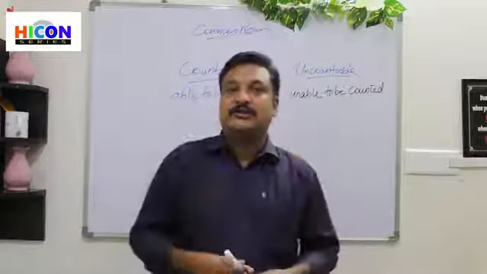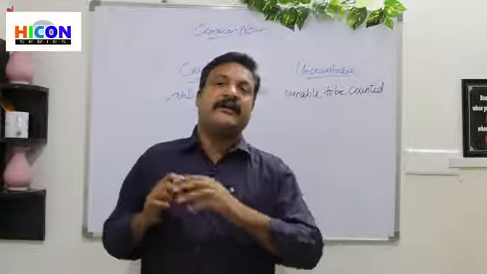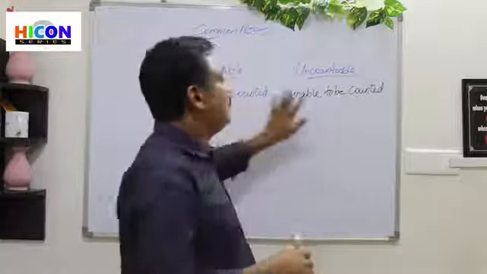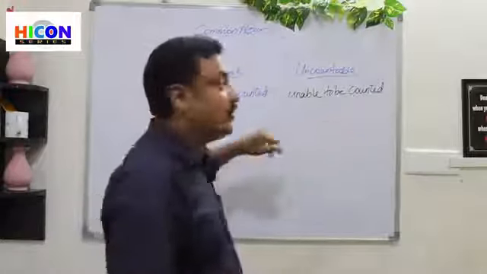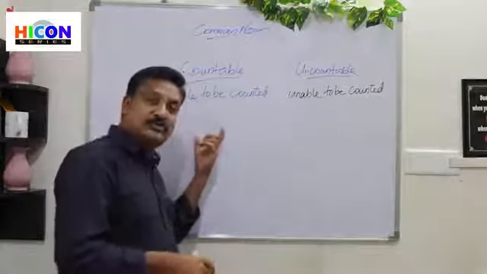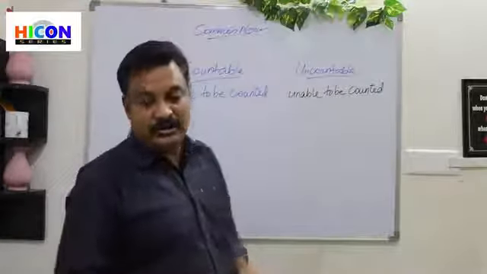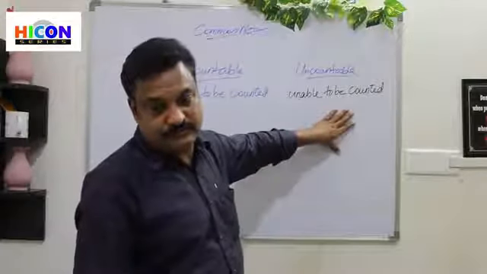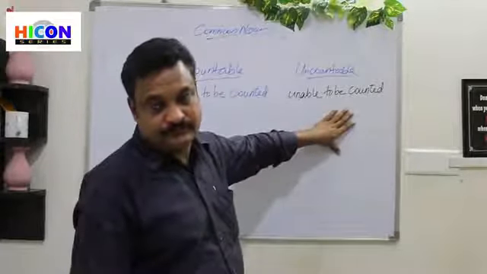we need to check whether these things are able to be counted or not, and based on that we divide this. Some things we can count and they are known as countable nouns. Some things we cannot count, they are known as uncountable nouns. Okay?